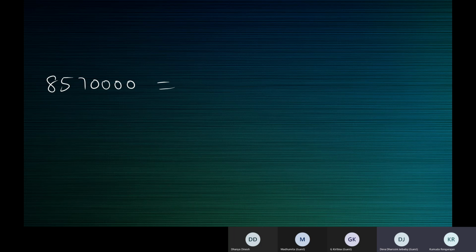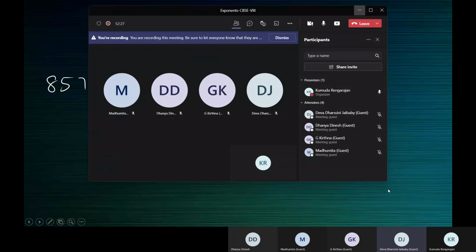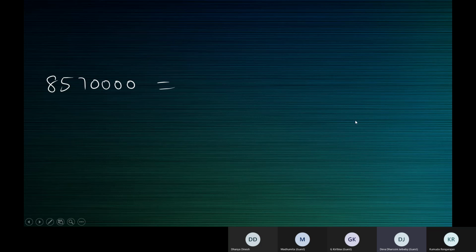Yes, not Devadashini, Kirtana, Madhumita, Tanya. Who else is in the meeting? Raja, Sanjay, Sindhu. Only we 4 are there. Yeah, there's a lot there. Okay. So we'll go back to Danya. Danya, try this.